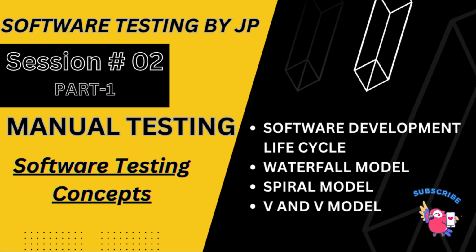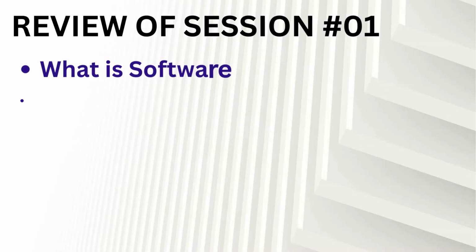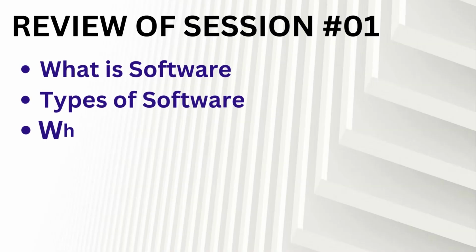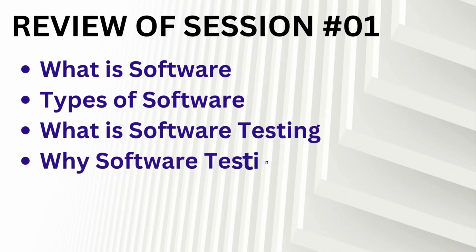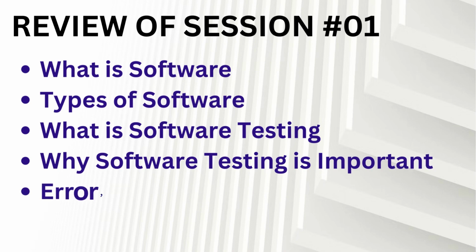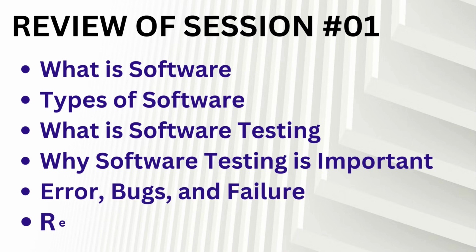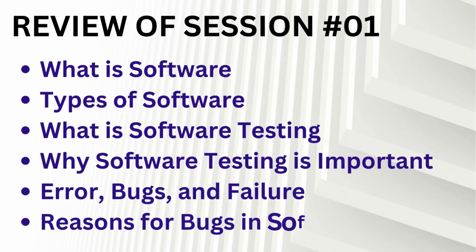We will start today's session. Before starting session 2, let's review what we discussed in session 1. In the first session, we covered topics such as what software is, types of software, the significance of software testing, and why it is essential. We also delved into the distinctions between errors, bugs, and failures, exploring the reasons for bugs.